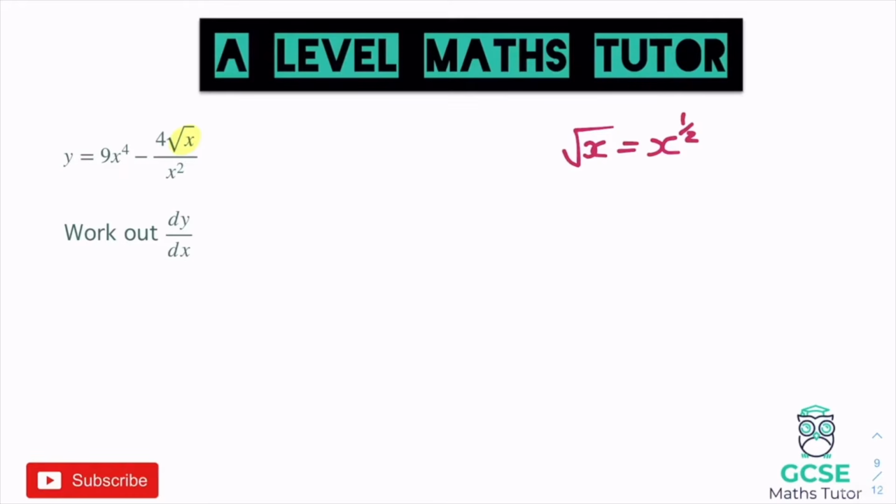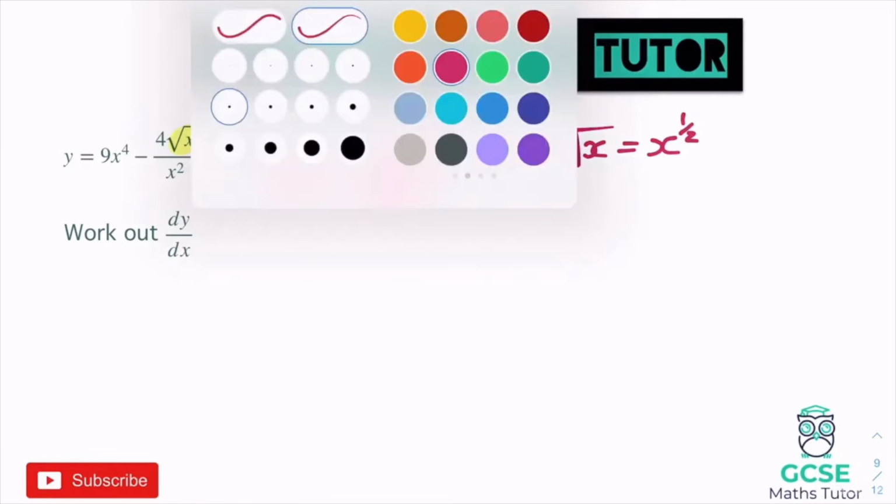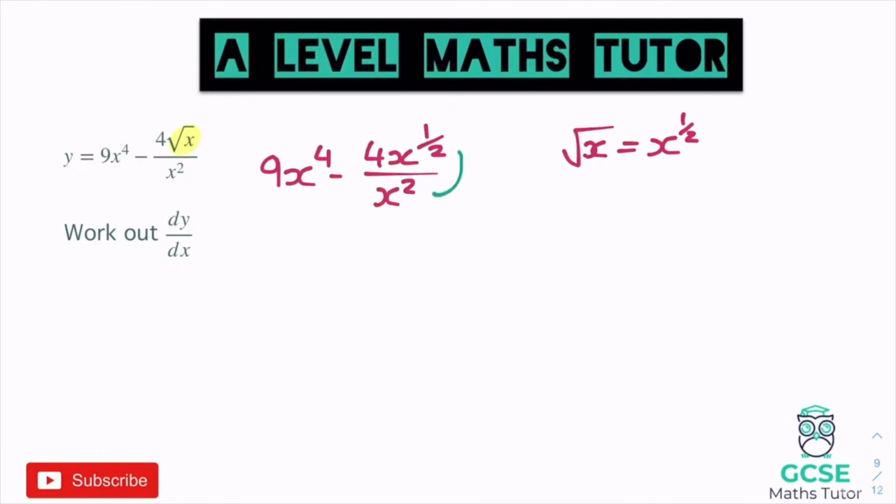And if we go about actually writing that, instead of writing it like that, let's write it as 9x to the power of 4, take away 4x to the power of a half, divided by x squared. There we go. So that shouldn't really put us off, and now we can obviously get this into a single line, because we can look at subtracting this power of x from the one on the top. And if we do that, let's see what we get.